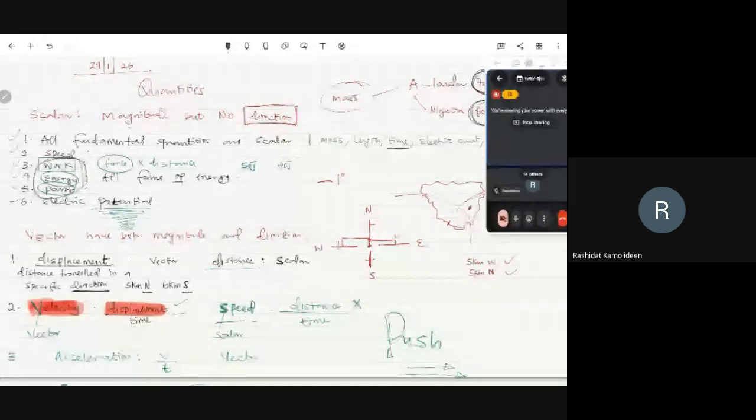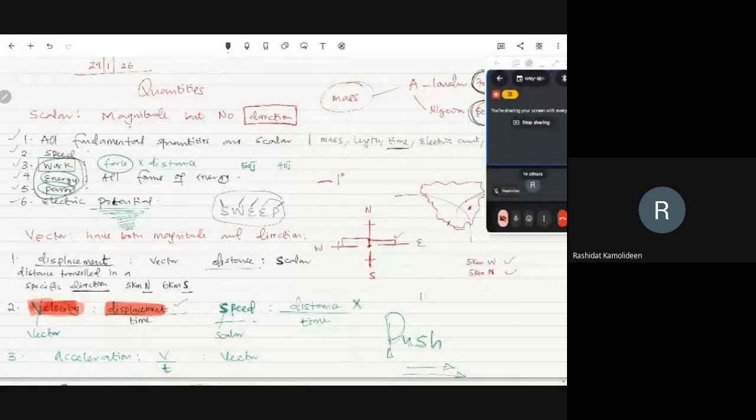Work, energy, power. Don't keep it there. In fact, you can do SWEEP for them: speed, work, energy, electric potential, and power. SWEEP, that's a very good image. That's one of the ways to learn. If it's not part of the SWEEP and it's not fundamental, just leave it. So two categories now. Category one, all fundamental.